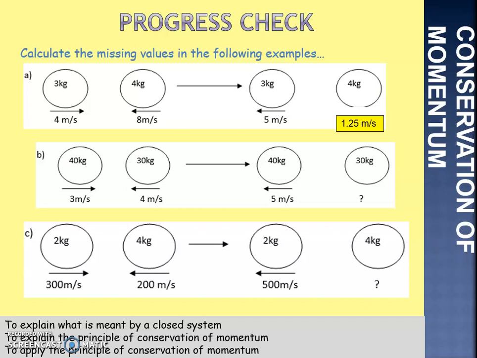Okay, so for A, 1.25 meters per second to the left. For B, 6.66 meters per second to the right. And C, 200 meters per second to the right.